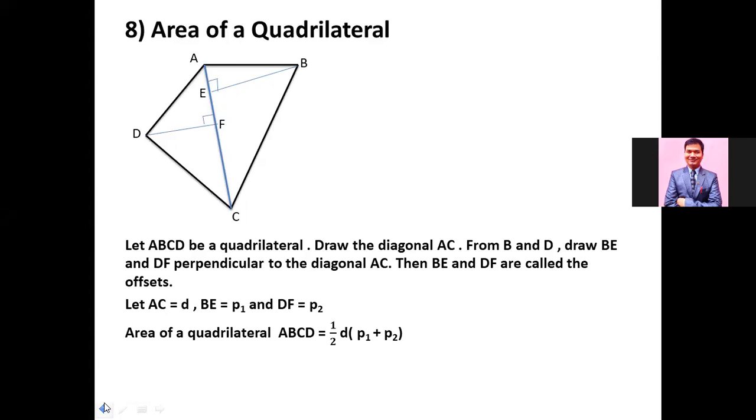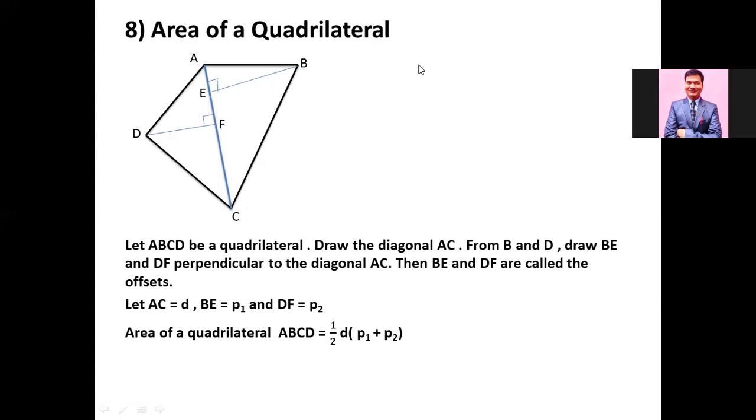How to find the area of quadrilateral, did you understand? Hello, student, have you understood? Yes, sir. Good. 1 by 2 multiplied by diagonal, and P1 means one perpendicular, P2 means the other perpendicular. If you use this formula, then you can find the area of the quadrilateral.